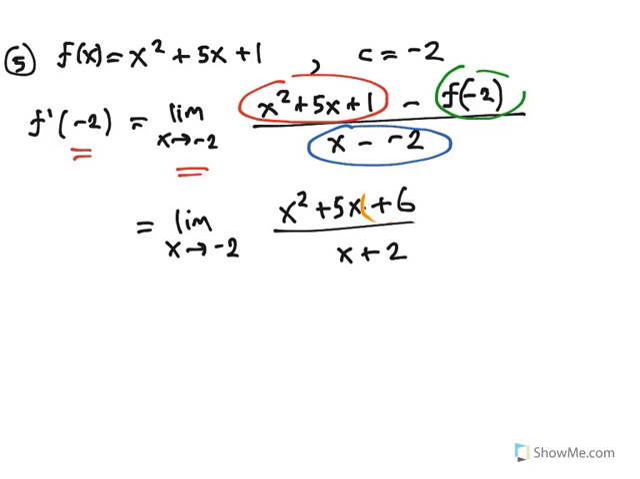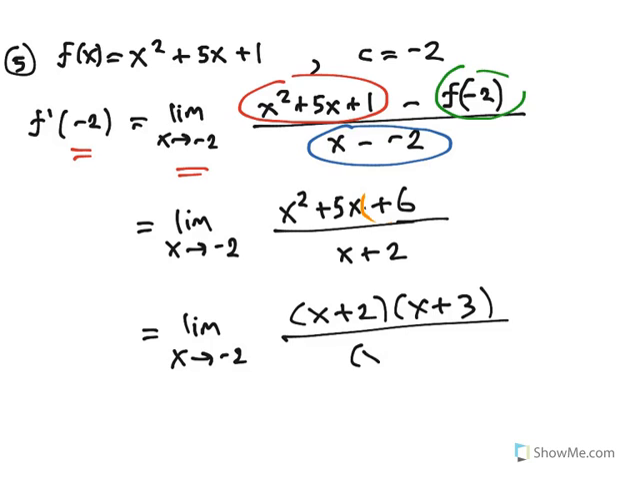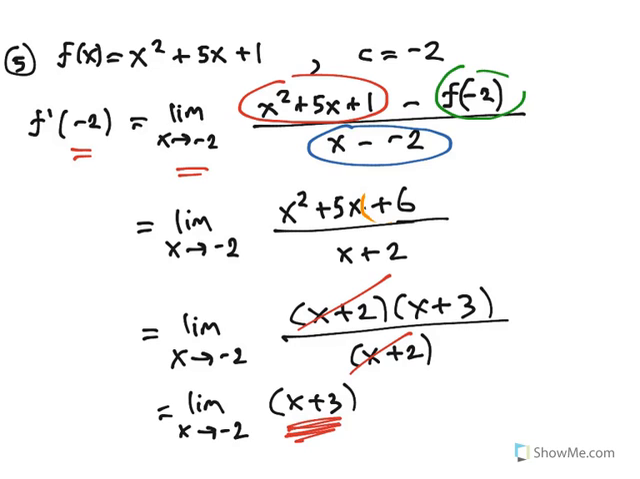And now to take this limit, I can factor the numerator. The numerator will factor as (x plus 2) times (x plus 3). When you multiply x plus 2 by x plus 3, you will get x squared plus 5x plus 6. And now that you've done that, you can cancel the common factor of x plus 2, leaving you with the limit as x approaches -2 of x plus 3. Since x plus 3 is a continuous function for all x, you can find this limit by doing direct substitution, and that would be equal to -2 plus 3, which is equal to 1.